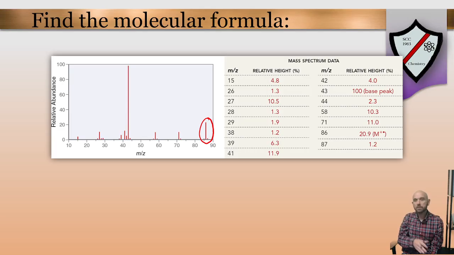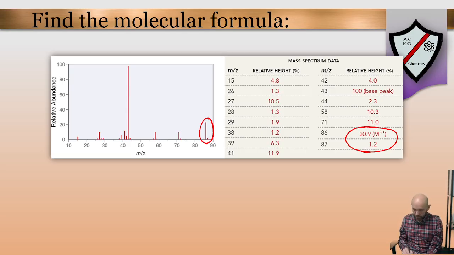And we see that the molecular ion plus 1 peak must therefore be 87, and we're given the relative abundance there of 1.2. So the molecular ion peak itself has an abundance of 20.9, and the M plus 1 peak has a relative abundance of 1.2. So we can compare those two abundances to figure out how many total carbon atoms are in our molecule.